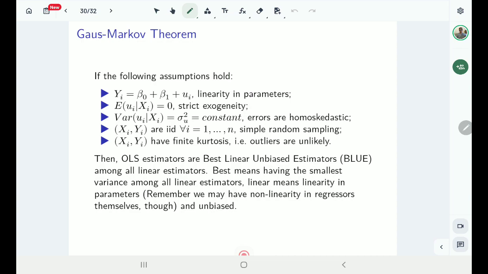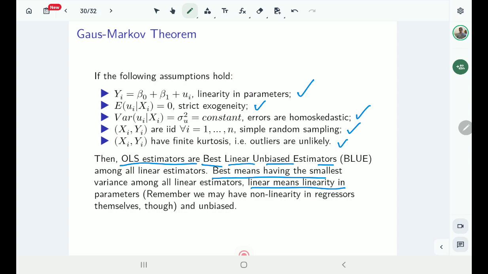Now let's conclude the lecture. You see, the previous assumptions: that the model is linear in parameters, the exogeneity assumption, the IID assumption, the finite kurtosis assumption. If you add one more assumption, which is homoscedasticity, in that case you get the best linear unbiased estimators. So the OLS estimators that we have already derived are going to be not only unbiased, they are going to be the best linear unbiased estimators among all linear estimators. Best means that the OLS estimators will have the smallest variance among all linear estimators.